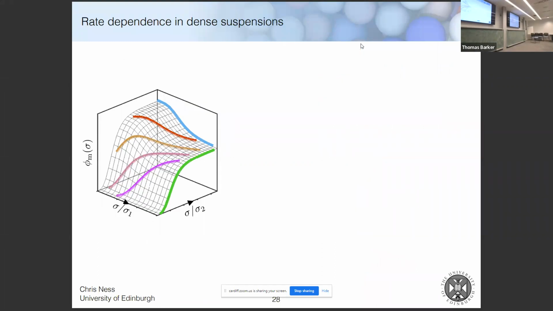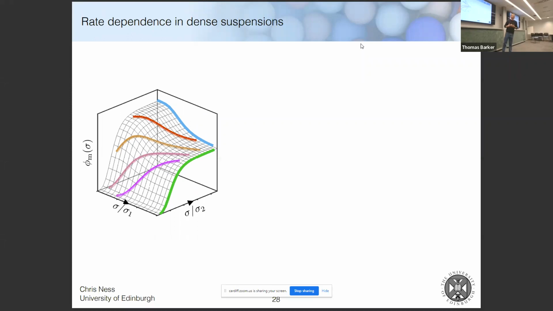So this is the figure that we put in the review paper to try and describe this behavior. Let's say you have a system which has a maximum volume fraction, which is where the viscosity diverges, which is a function of the stress. And then you have two stress scales, so sigma 1 and sigma 2. One of these stress scales might be causing the phi m to decrease with increasing stress.